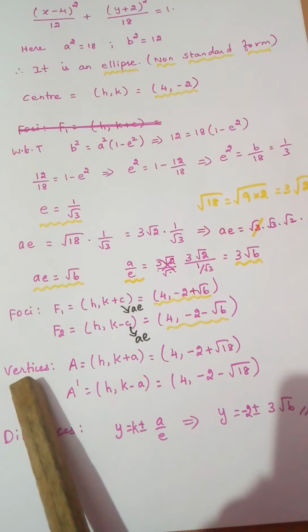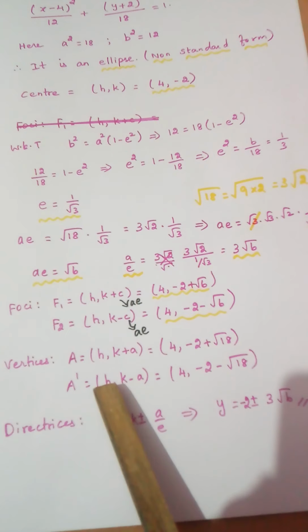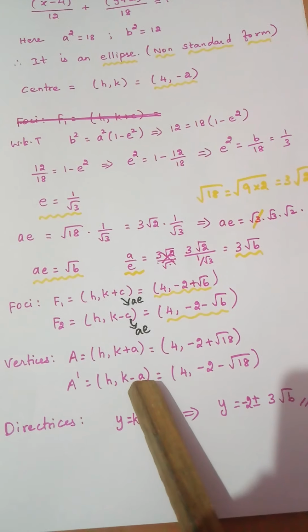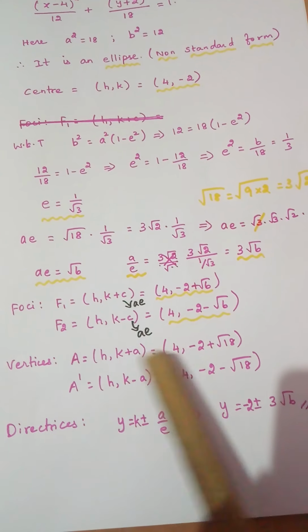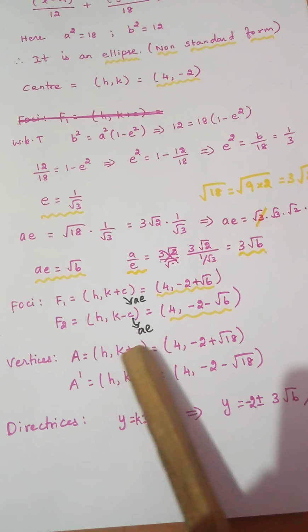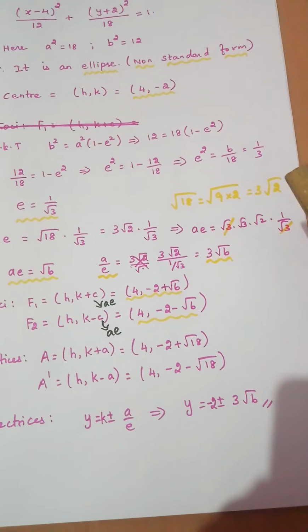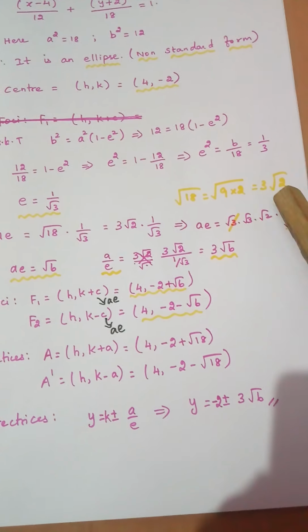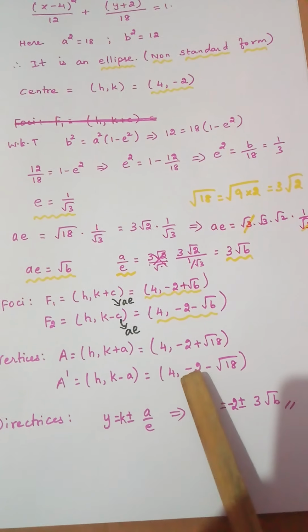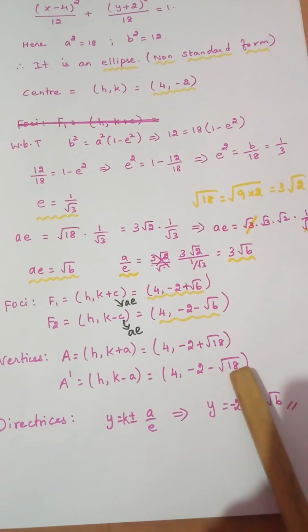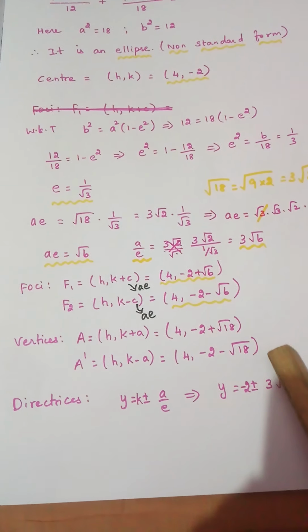Vertices. Two vertices are there, one is A, another one is A dash. (H, K plus A) and (H, K minus A). This is the formula for which type? Non-standard form. H means 4, K means minus 2, plus A means root 18. Instead of writing root 18, what can I write? 3 root 2 also I can write. Another one, (4, K minus A): K is minus 2 minus A, which is root 18. So this is the answer for the vertices.